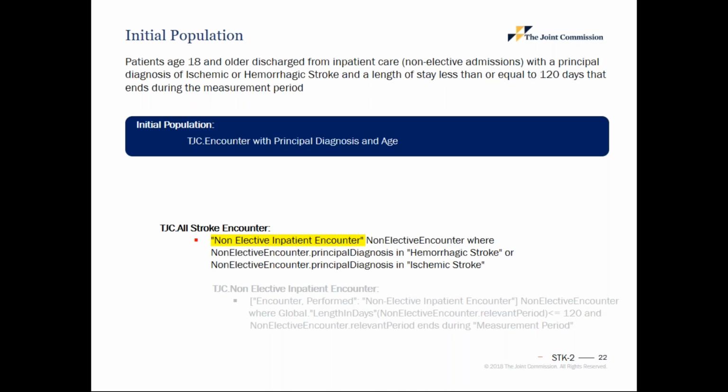Moving on to the next block, so to speak, we pull in the non-elective inpatient encounter, since it is the base for the overall definition, and we give it an alias, non-elective encounter, so that we can refer back to it throughout the expression. So the logic then states that the non-elective encounter should have a principal diagnosis or a code within the hemorrhagic or ischemic stroke value set. Again, noting the attribute is represented by the dot principal diagnosis.